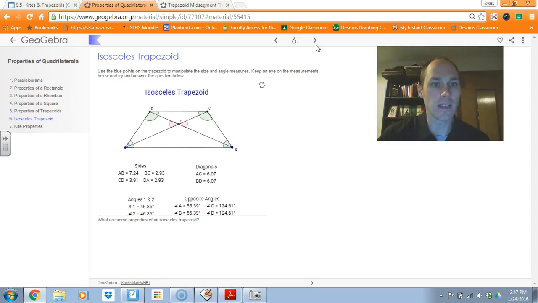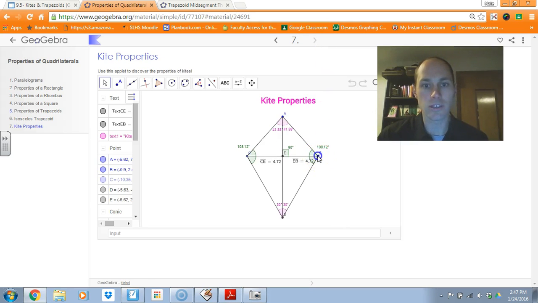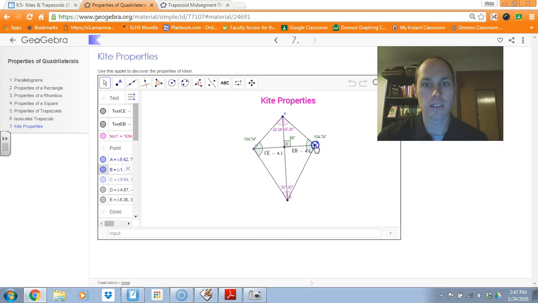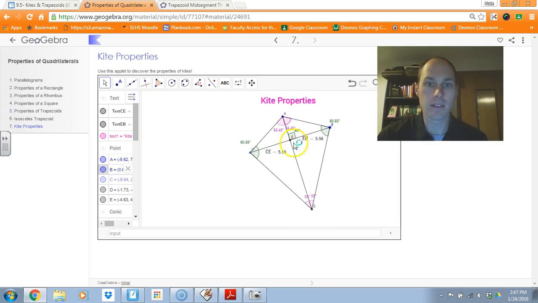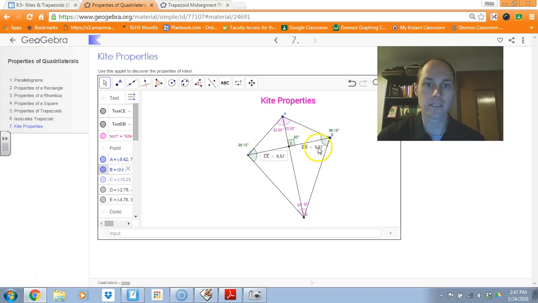And let's take a look now at the kite. Okay, so as I drag the kite around, we can look at its different properties. No matter what I do to this shape here, the diagonals are always perpendicular, or always 90 degrees. And this shorter diagonal is bisected, no matter what I do. Opposite angles, these two are congruent. These two are not, but these angles are bisected by this diagonal.